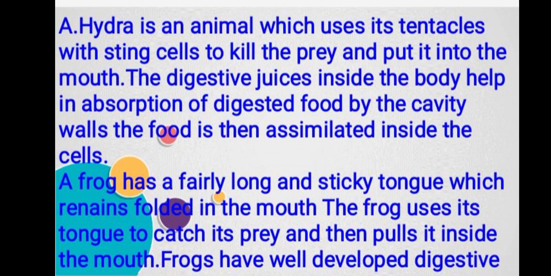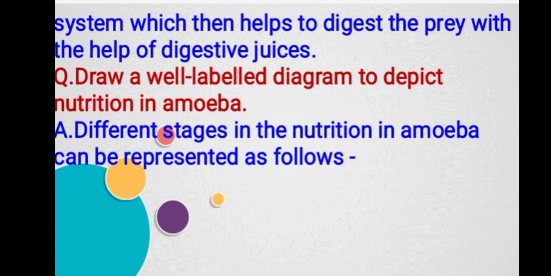A frog has a fairly long and sticky tongue, which remains folded inside the mouth. The frog uses its tongue to catch its prey and then pulls it inside the mouth. Frogs have well-developed digestive system, which then helps to digest the prey with the help of digestive juices.